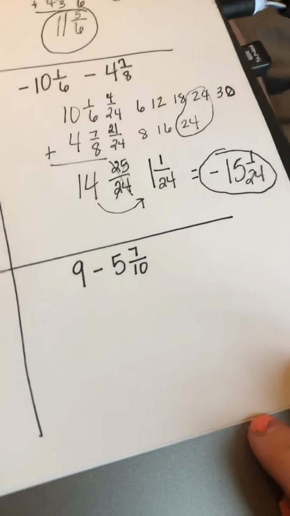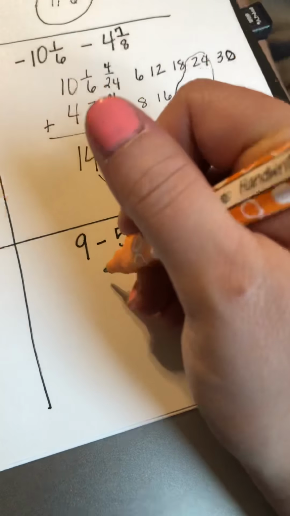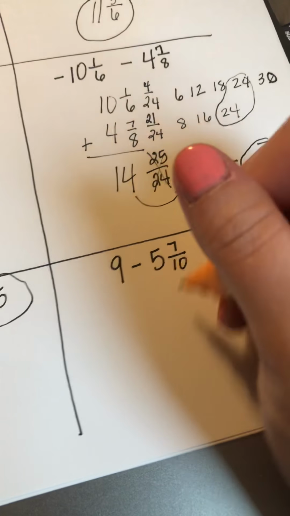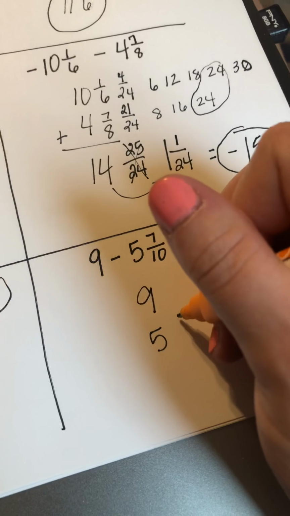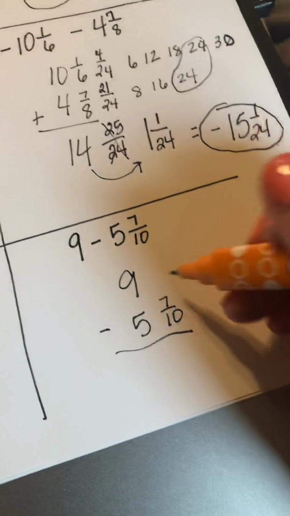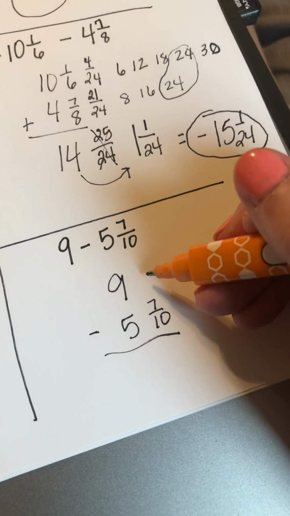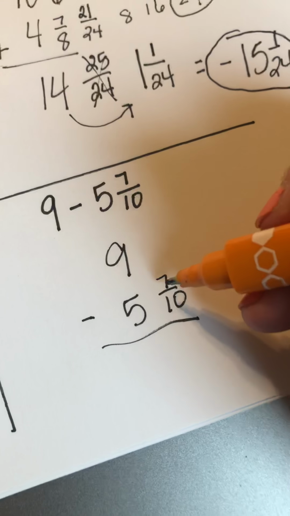Now the last one involves borrowing fractions, and you do have one of these on your homework, so make sure you're paying attention. When we borrow fractions, we have a positive and a negative, so I'm going to be subtracting. So I have a whole number 9, and then I have 5 and 7/10. I'm going to be subtracting these. Now, I can't, it's like there's a 0 here. There's nothing here in the fraction column, and I can't take 0 from 7. So I'm going to have to borrow.